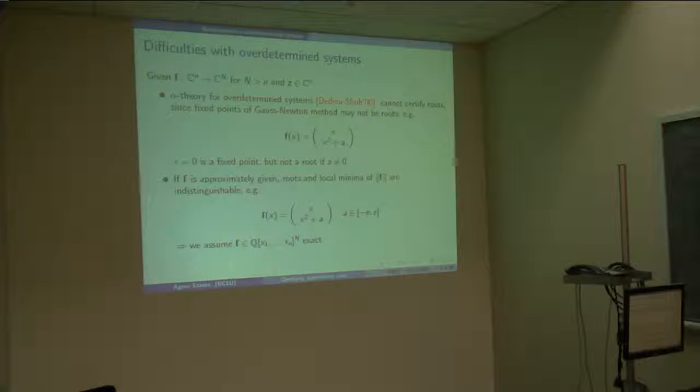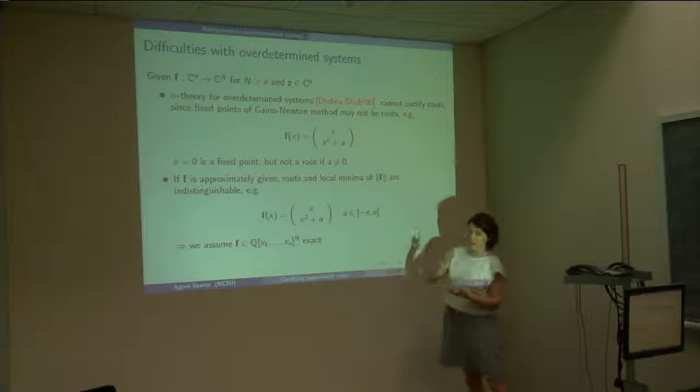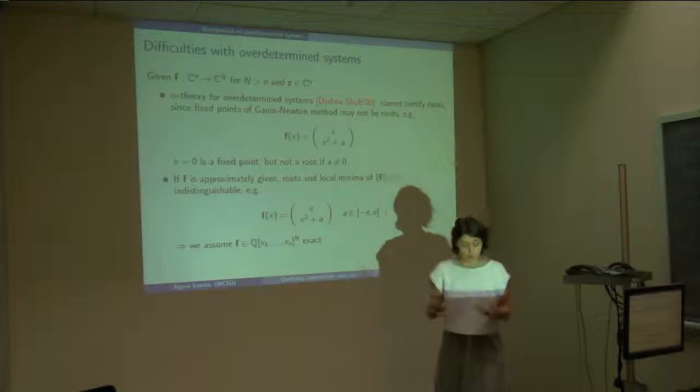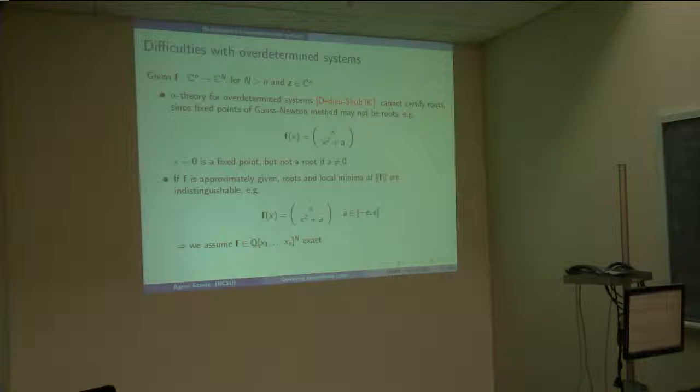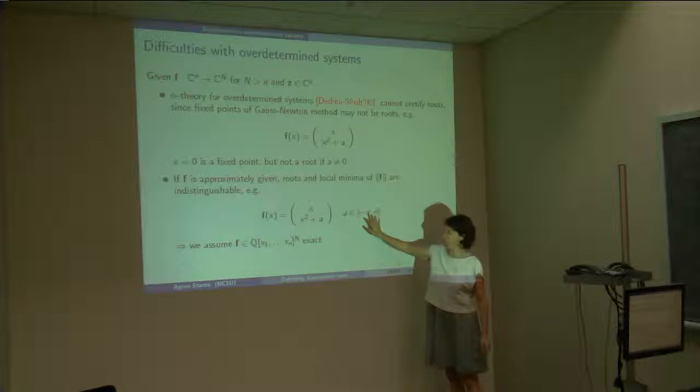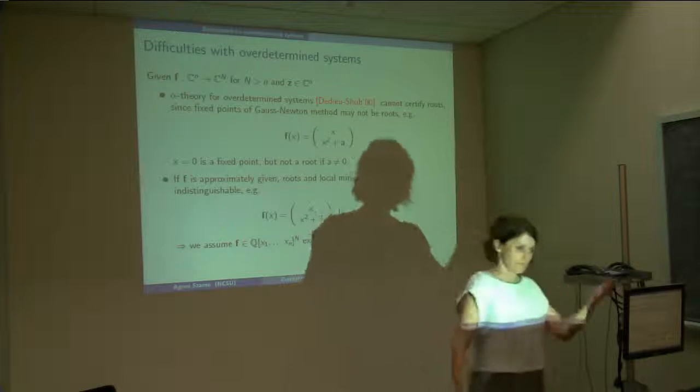As I mentioned, the difficulty with overdetermined systems is that it's a completely different problem. First of all, I want to mention that there is an alpha theory by Dedieu and Shub for overdetermined systems. With that you could certify that the so-called Gauss-Newton method converges. But the problem here is that you cannot distinguish between local minima and actual roots. So we're not going to use that alpha theory. And the other thing I already mentioned is that you cannot use error in the coefficients, because you lose the property.